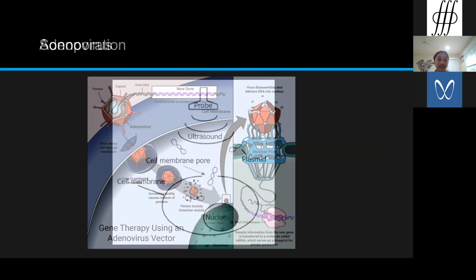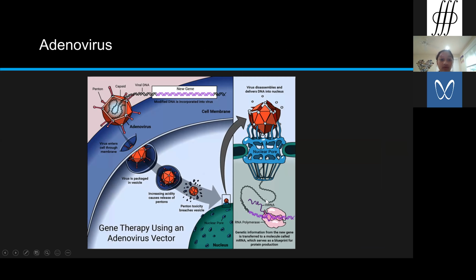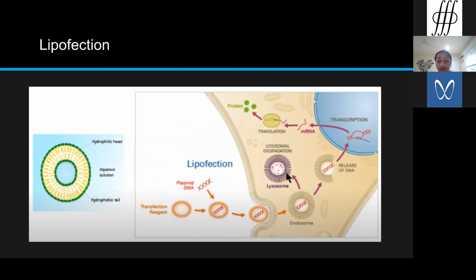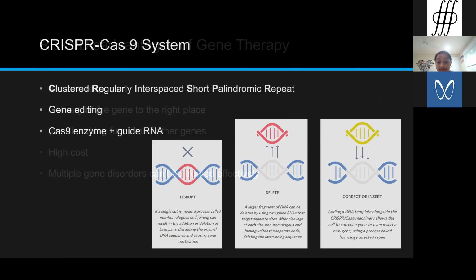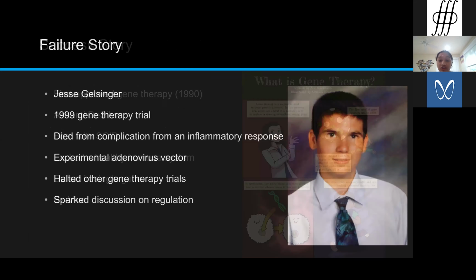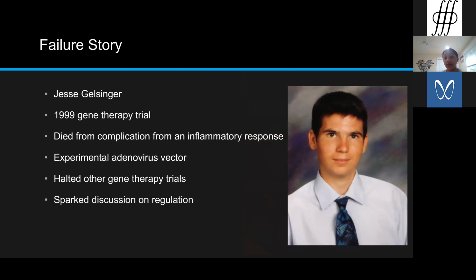So the adenovirus vector is this one, right? You have the adenovirus and it'll enter the cell membrane and then go through the nuclear pores, and then the virus disassembles and delivers the DNA to the nucleus. So after receiving that, he died of a complication from an inflammatory response. But his death actually halted all other gene therapy trials in the US for a while, and it sparked a much needed discussion on the regulation of experimental trials and reporting health problems.